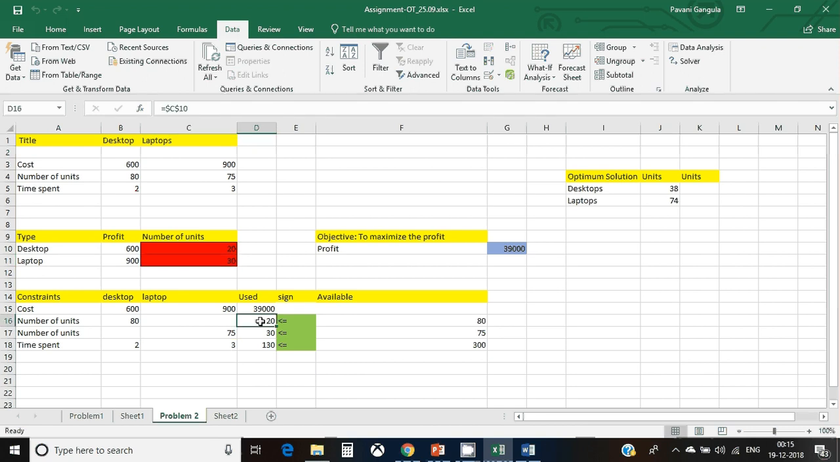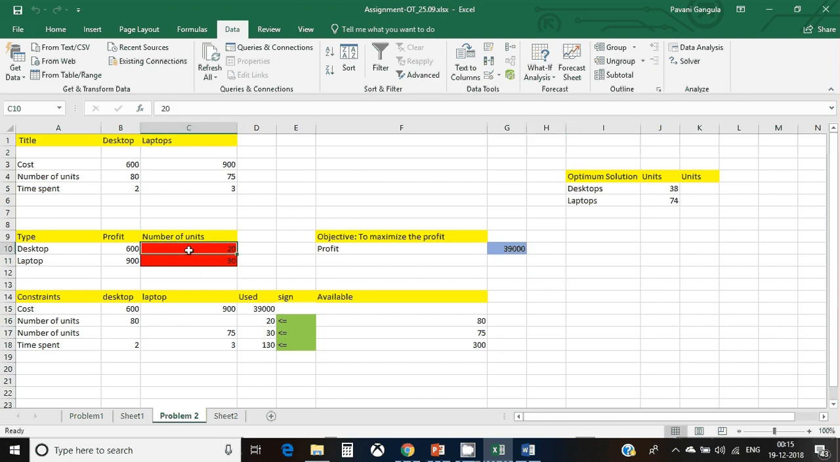The number of units of desktop cannot go beyond 80. The number of units of laptop cannot go beyond 75. And this particular cell value, which represents the total number of working hours, that is 2x1 plus 3x2, cannot be more than 300. And here we have the profit equation: the selling price of each desktop multiplied by the total number of units of desktop plus the selling price of each laptop multiplied by the total number of units of laptops.